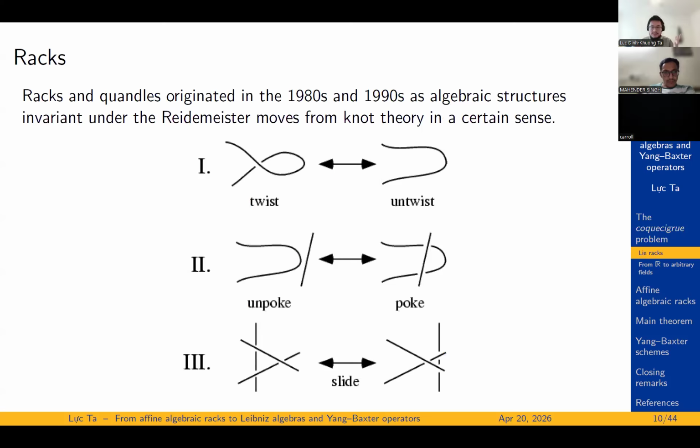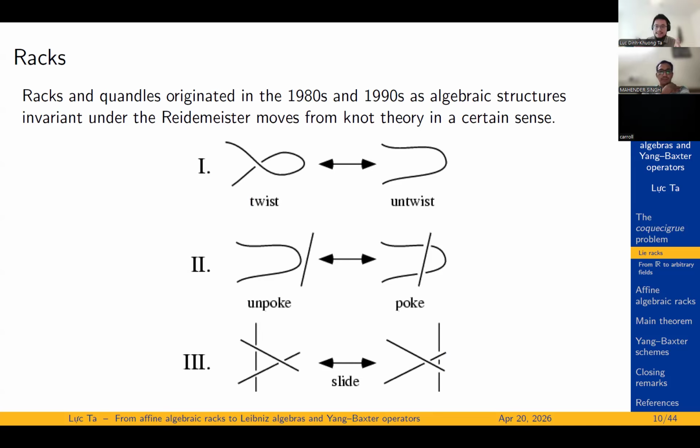So one solution to this surprisingly comes from an algebraic object, another non-associative one, that was originally introduced in knot theory. In the 1980s, Joyce and Matveev independently introduced things called quandles, and then 10 years later, in the 1990s, Fenn and Rourke introduced a generalization of those called racks.